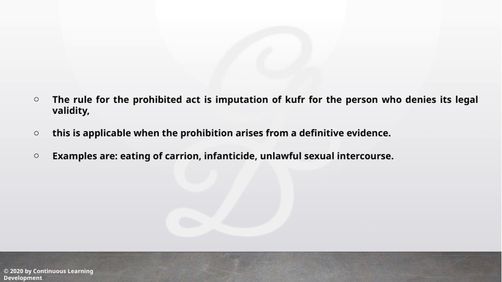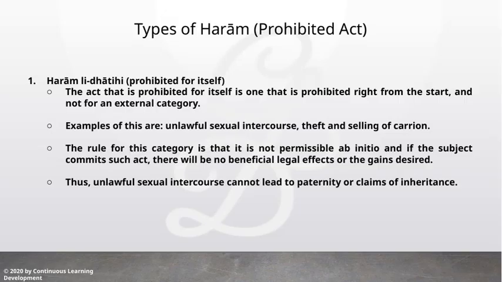Let's talk about the types of haram, specifically the ones that are prohibited for themselves, known as haram lidhatihi. This means that the act itself is forbidden from the very beginning, independent of any external circumstances or categories. It's not something that becomes prohibited due to context. It's inherently forbidden. For example, acts like unlawful sexual intercourse, theft, and selling of carrion are all considered haram lidhatihi. These are actions that, by their very nature, are prohibited.